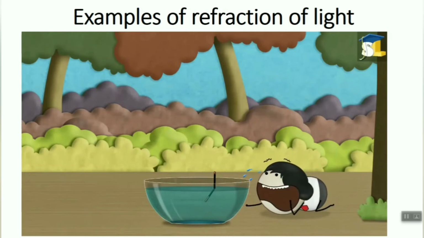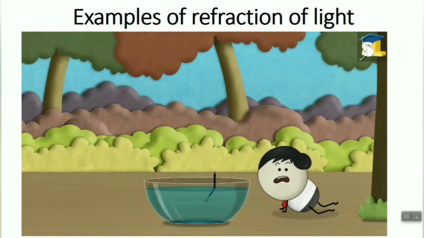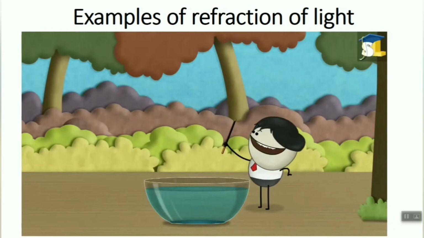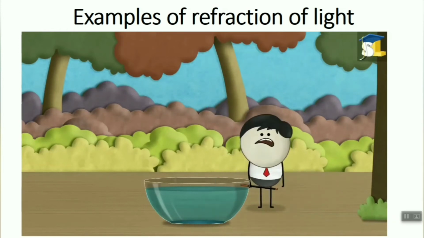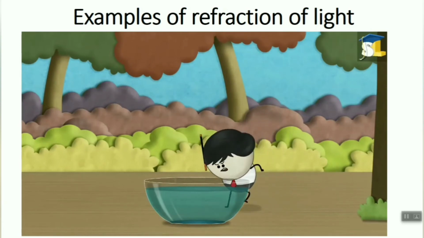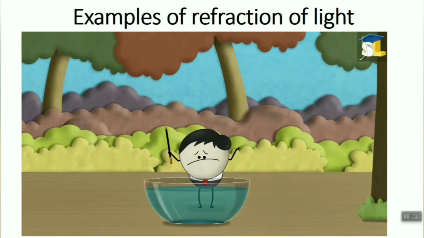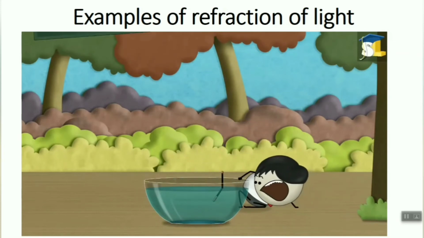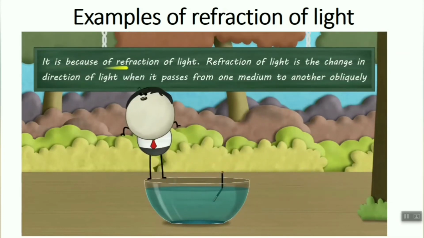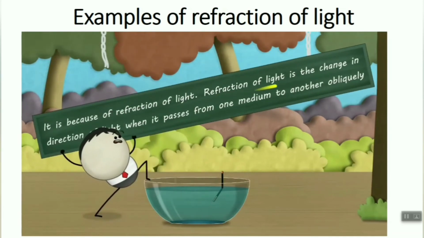Hey, stop crying. Your magic wand is not bent or broken. Look, it is safe. But do you know why your magic wand appeared bent in water? It is because of refraction of light. Refraction of light is the change in direction of light when it passes from one medium to another obliquely.